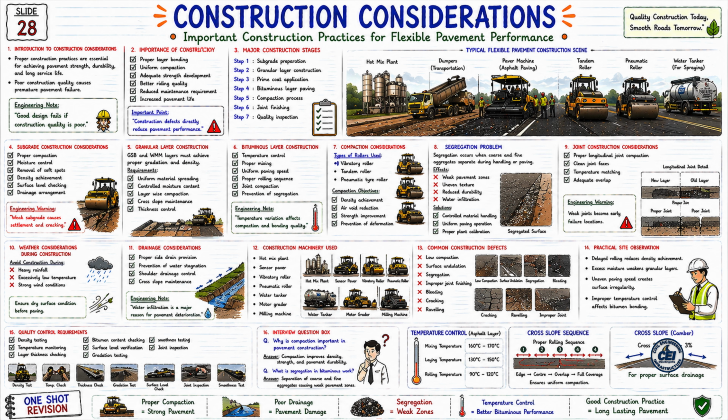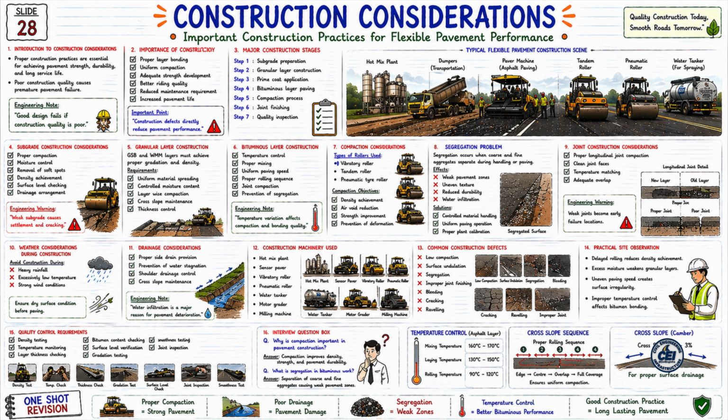Now let us look at the sixth topic. 6 Bituminous layer construction. Which factors are critical in bituminous paving? Temperature control, proper mixing, uniform paving speed, proper rolling sequence, joint compaction, prevention of segregation. See the engineering note below. Temperature variation affects compaction and bonding quality. And temperature control is the most critical parameter in asphalt paving.